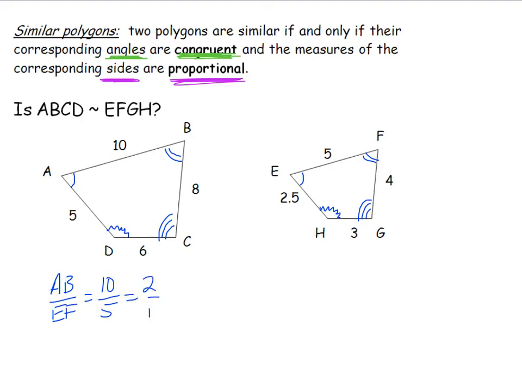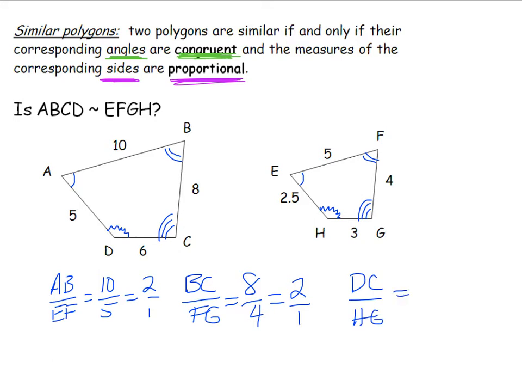The next set, we're going to do this for all 4 sides. If I take a look at BC to FG, BC was 8, FG was 4. This is why it's important for you to know how to simplify your ratios. So I get 2 over 1. Next, if I compare DC to HG, I have 6 over 3, that's 2 over 1. And take a look too, I'm always starting off with this polygon. Never am I jumping back and forth between which one I'm starting with.